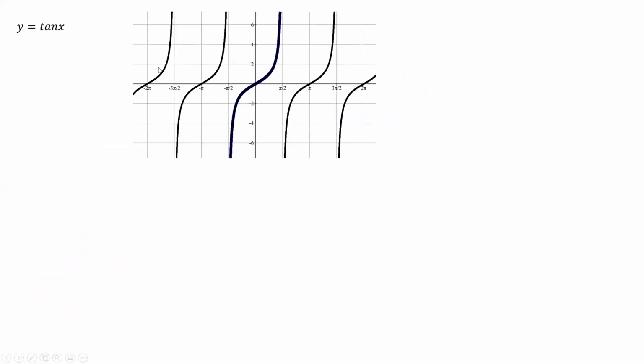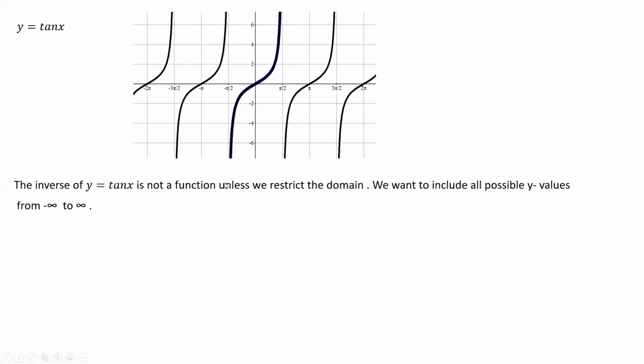Let's try tangent. The original graph does not pass the horizontal line test. When we try and find the inverse, it will not pass the vertical line test unless we restrict the domain. We need all the positive y values and all the negative y values. So when we restrict the domain, we'll work from minus pi over 2 to pi over 2.